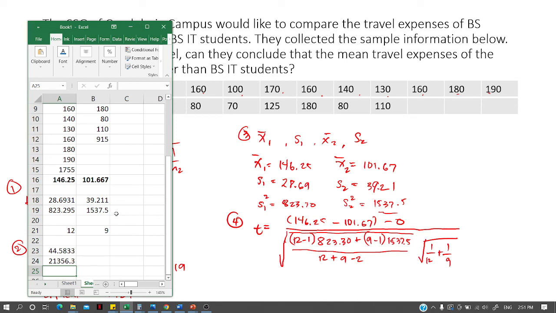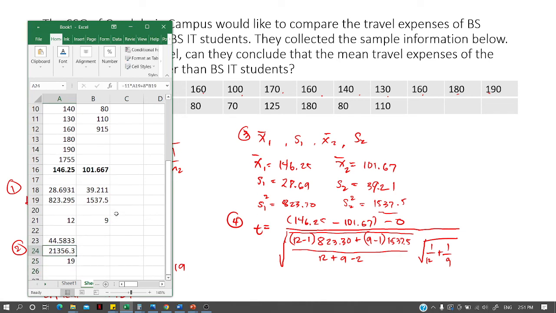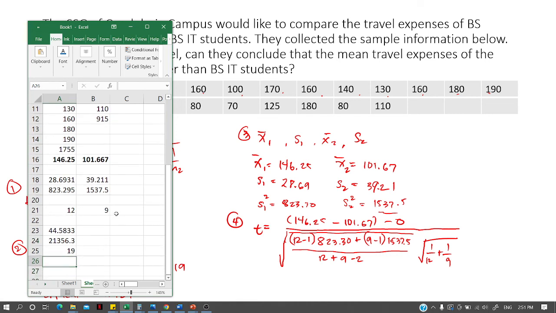Tapos, kunin natin yung 12 plus 9 minus 2. So, that will be 19. So, then, kunin natin yung 1 over 12 plus 1 over 9. Yan, meron tayong values naman ngayon. So, pwede na tayo gawin natin. Divide na natin itong dalawang to.